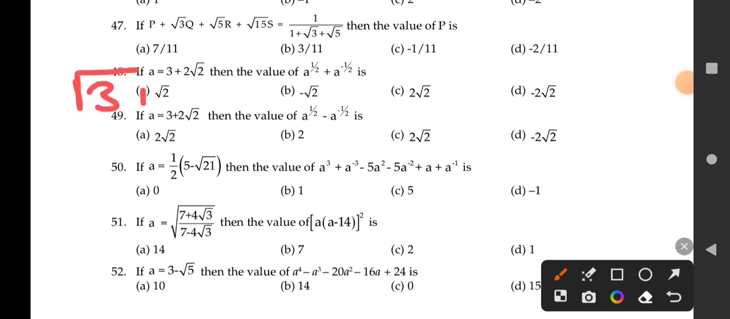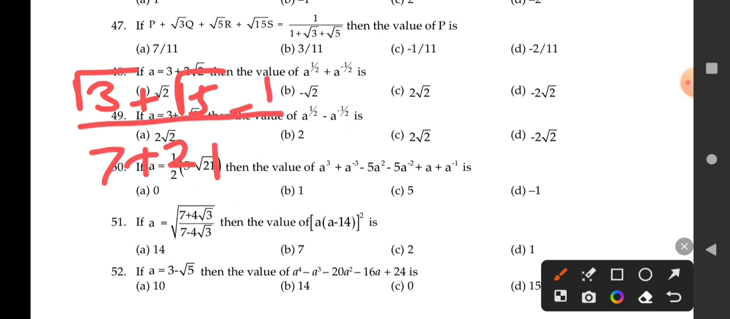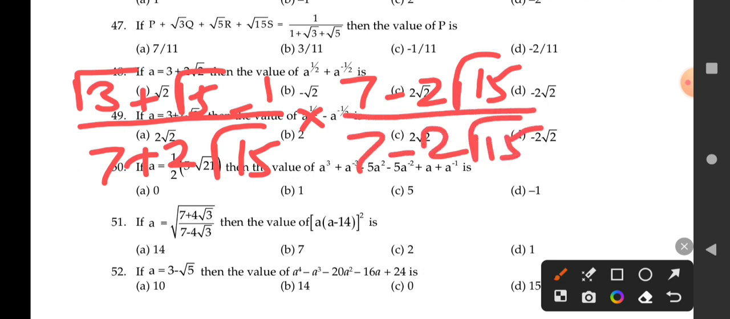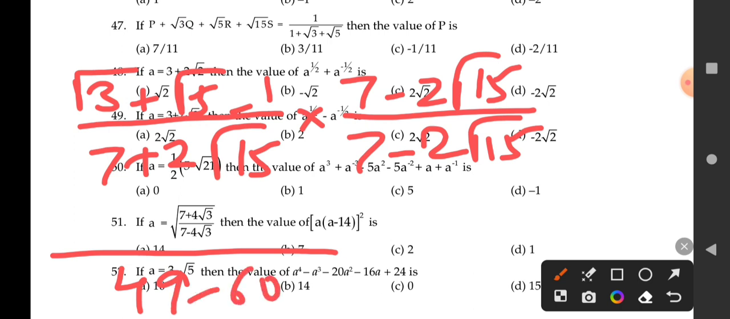So we have root 3 plus root 5 minus 1 divided by 7 plus 2 root 15. Now 7 minus 2 root 15 and multiply and divide both. Correct? And now simplify. What do we have in the denominator? We have 49 minus 60. Right? 7 sevens are 49, a square minus b square. And 2 into 2 is 4, and root 15 into root 15 is 15. So 15 fours are 60. Now the numerator, carefully multiply.